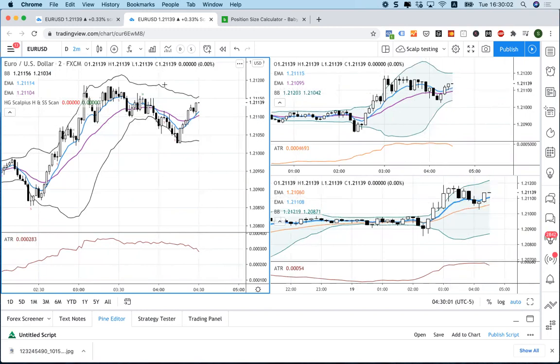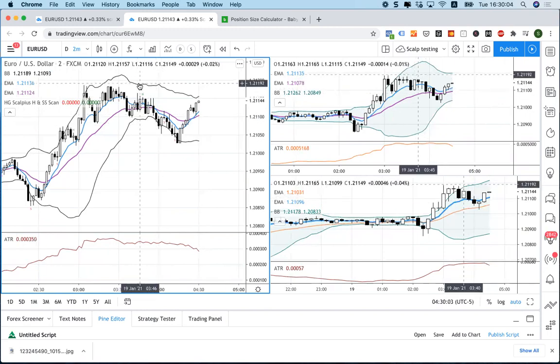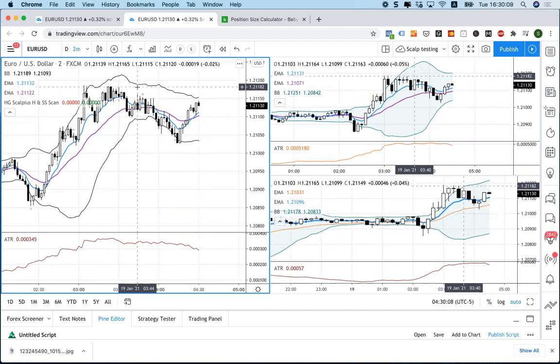The rationale is if your target was right here, it's still a good trade because it's very unlikely for it to get here without going to here.